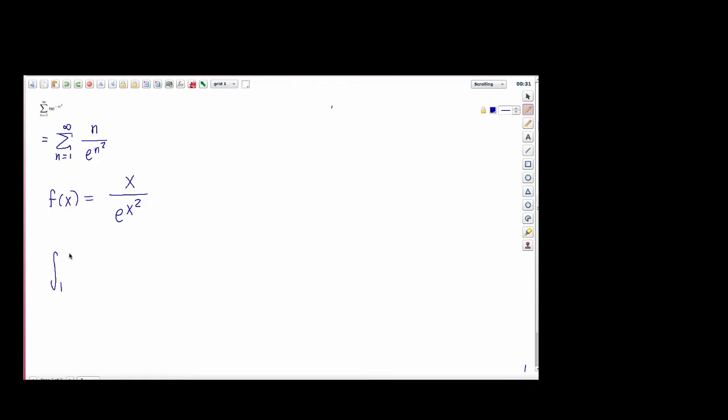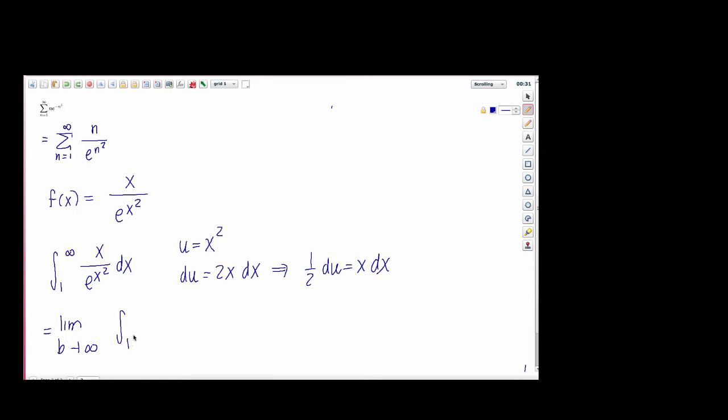So now we need to compute the integral from 1 to infinity of x over e to the x squared dx. That e to the x squared makes me think of u substitution, so I'll let u equal x squared, and then my du is 2x dx. I see that x dx is in the integral, so 1/2 du is equal to x dx. Now to evaluate my integral, I'll rewrite it as a limit, as b goes to infinity, integral from 1 to b, I have my 1/2, and then 1 over e to the u du.